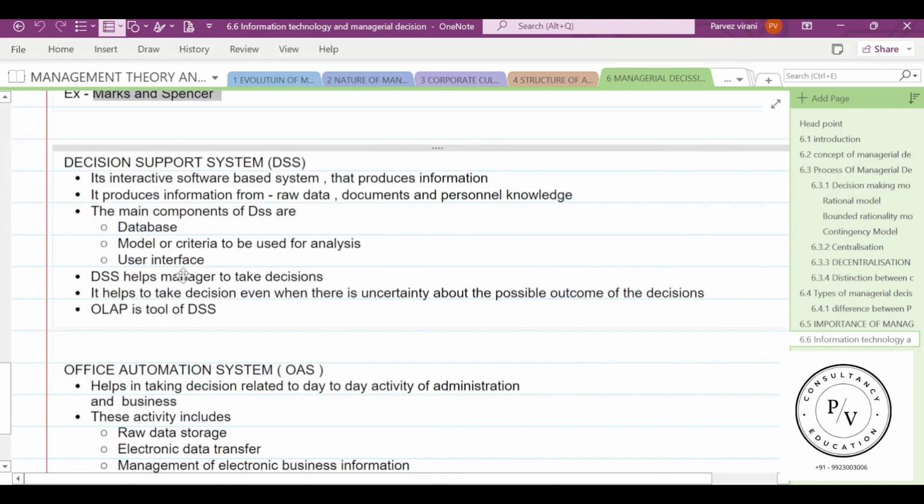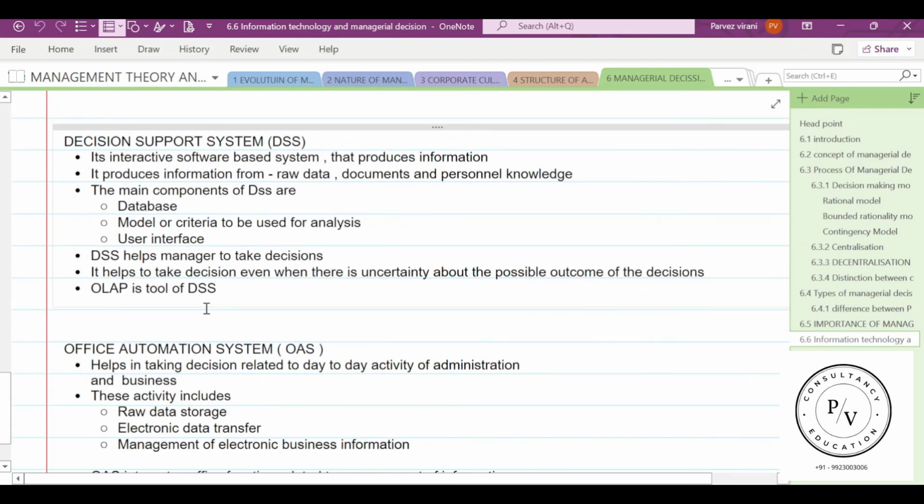Decision support system, DSS. It's an interactive software-based system that produces information from raw data, documents, and personal knowledge. The main components of DSS are the database, the model or criteria used for analysis, and the user interface. DSS helps managers take decisions even when there is uncertainty about the possible outcome of the decision. OLAP is a tool of DSS.